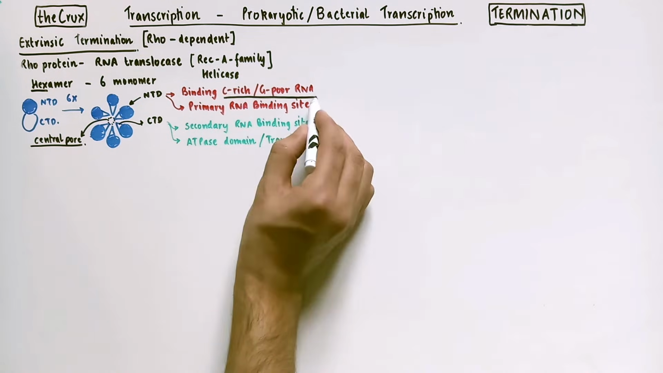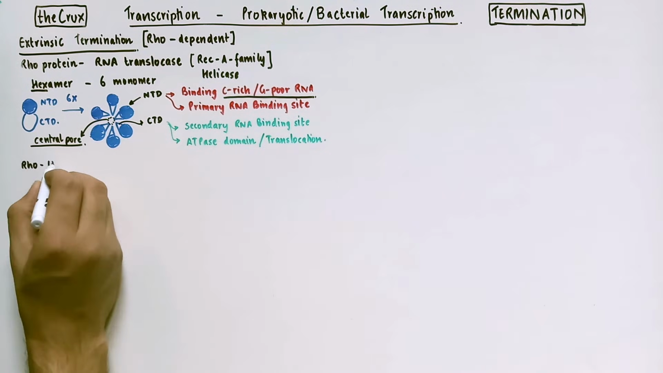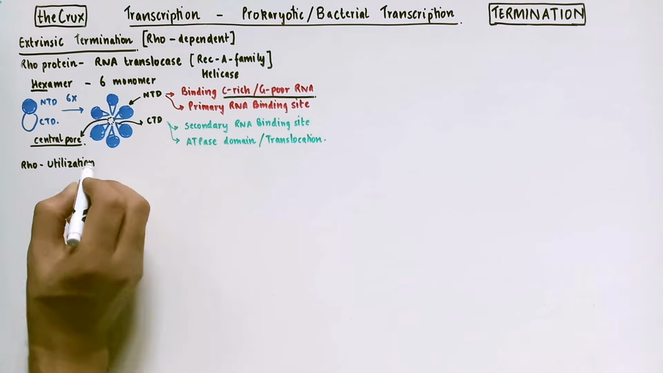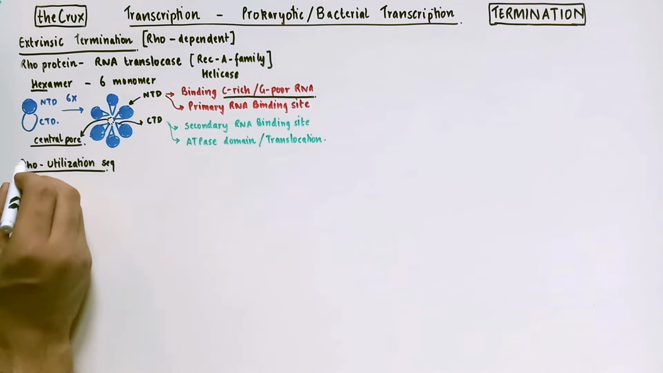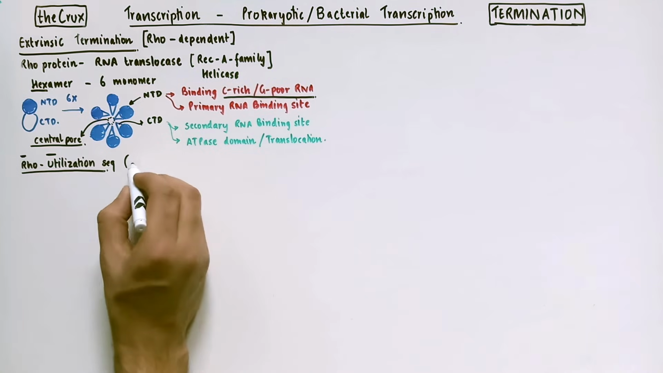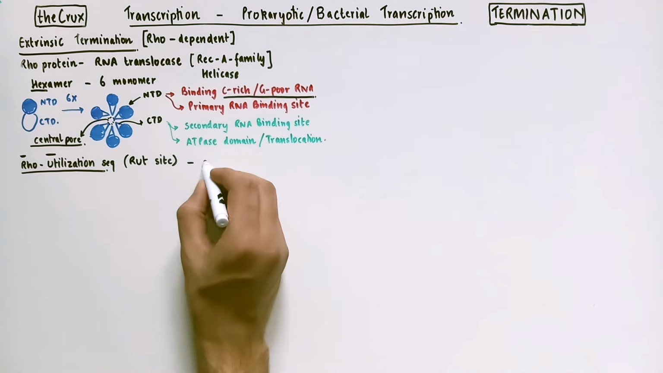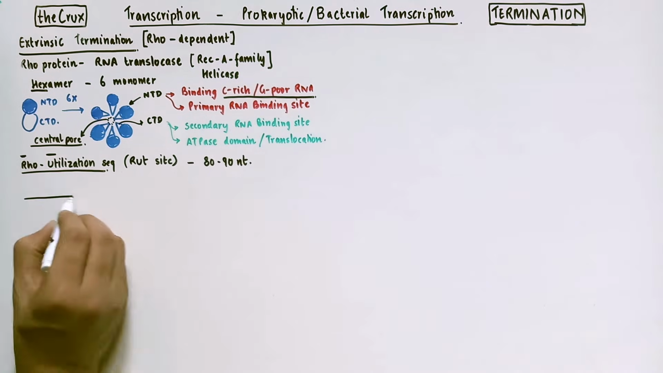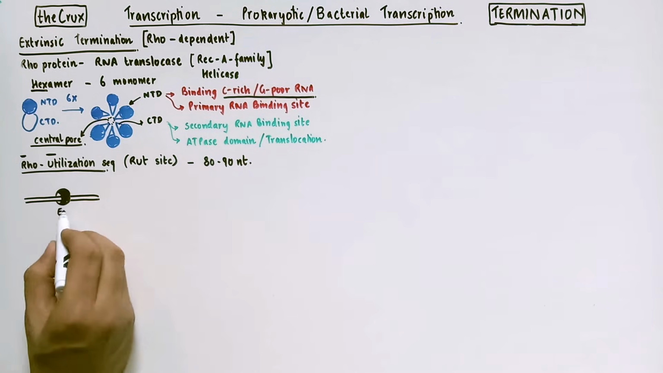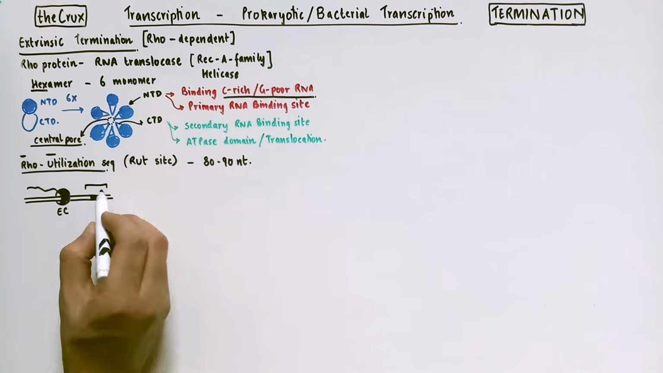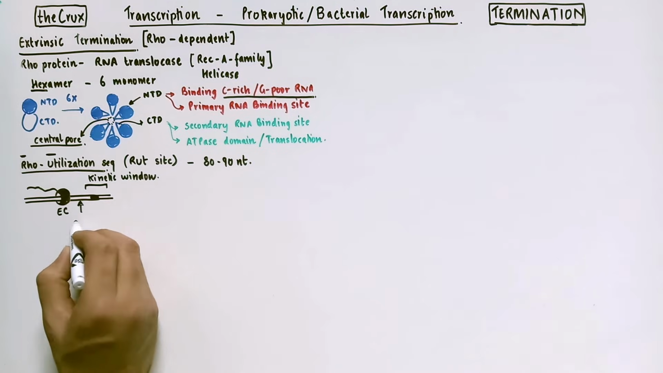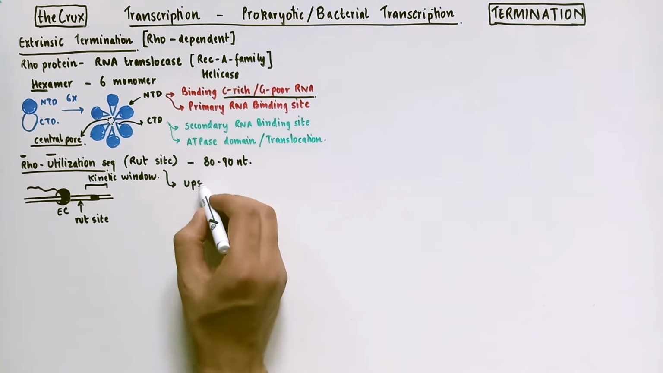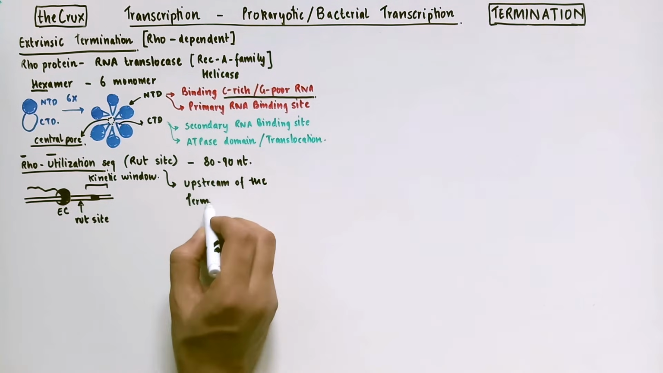Just to expand on these C-rich and G-poor primary binding sequences, these are also known as the Rho utilization sequences, sometimes for short referred to as RUT sites. And they're about 80 to 90 nucleotides in length. If we look at the position of RUT sites with respect to termination and the elongation complex, we find that the RUT sites are actually located upstream of the kinetic window or the termination site.